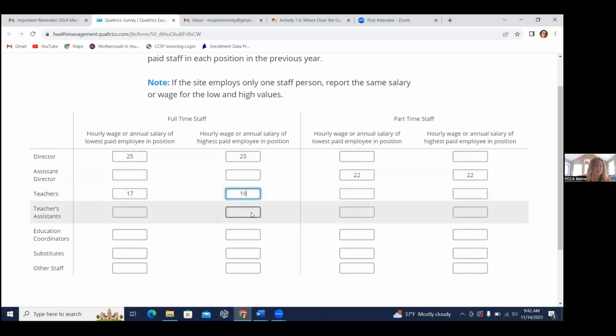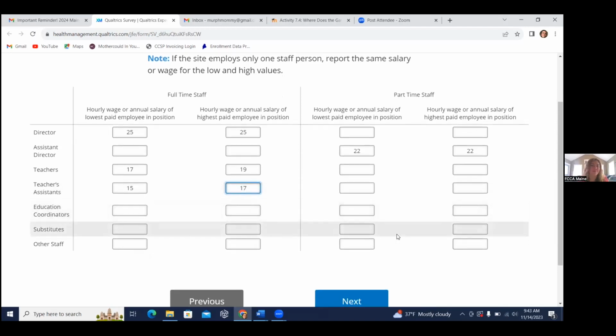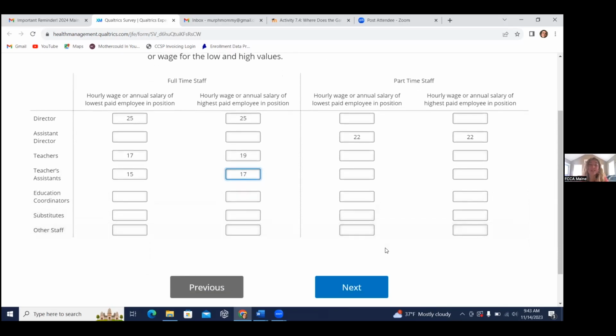Okay, and then we have full-time teacher assistants, 15 to 17, we'll say. I mean, we're just making up numbers, so please nobody take offense. We are literally just doing dummy numbers. In a perfect world, those would all be like $40 to $50. Substitutes probably make 13 to 16, I would say. Okay.